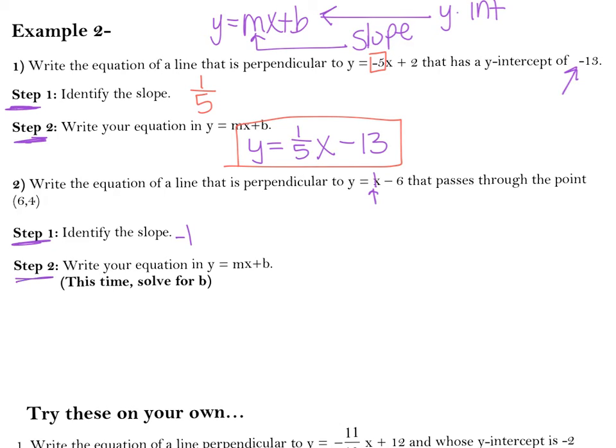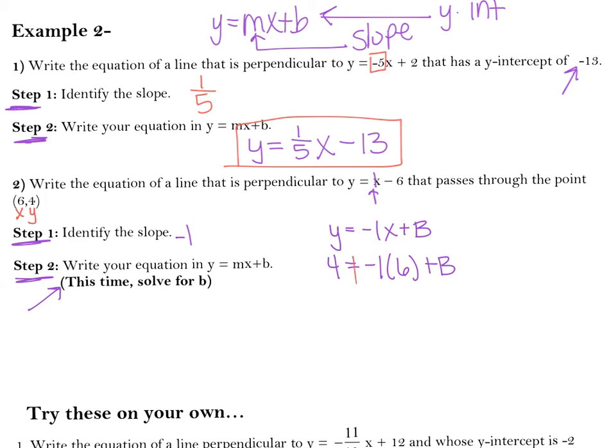In step 2, I have to write my equation, but this time, since I don't have a y-intercept, I have to solve for b. I'm going to write mine over here so I have enough space. I have y equals, my new slope, negative 1, x, plus b. Now I'm going to use this ordered pair, 6, 4, and replace that for x and y. So I have 4 equals negative 1 times 6 plus b.